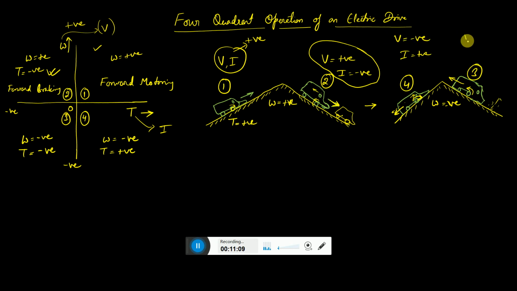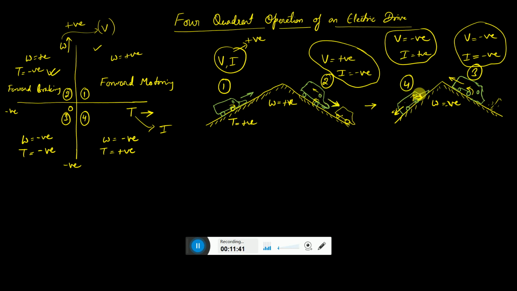And case number 3, voltage is negative and current is also negative. So you need to use the power electronic device and find out how you can change the direction of the current or change the polarity of the voltage, so that in these 4 cases you can use this trick and you can drive the motor or drive the vehicle without any hindrance, and you can also go uphill and downhill slowly.